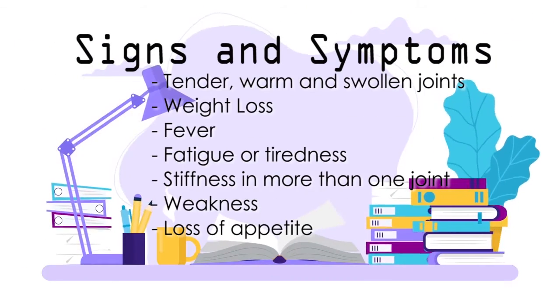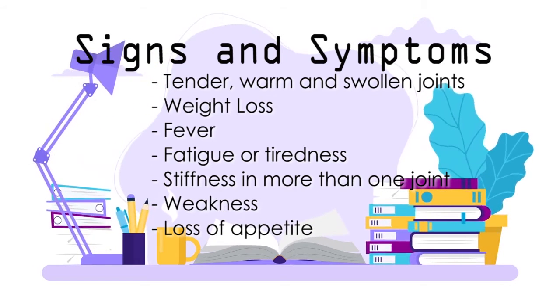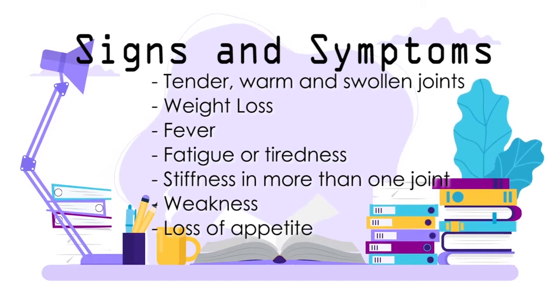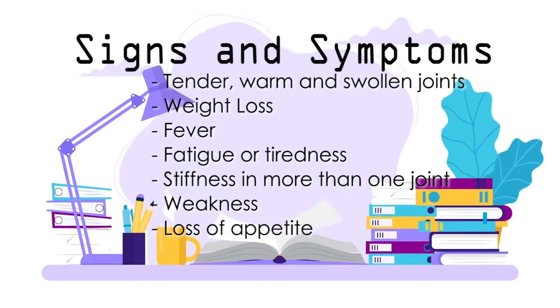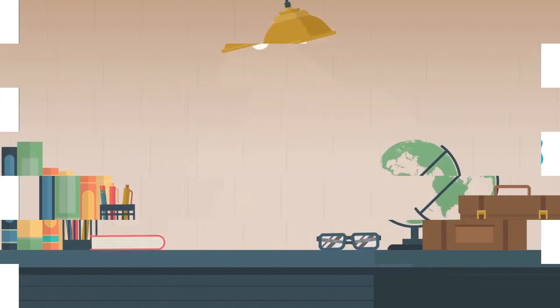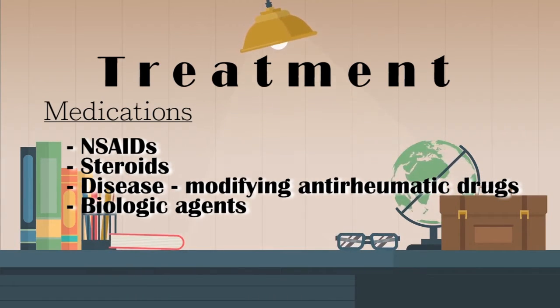Signs and symptoms: tender, warm, and swollen joints, weight loss, fever, fatigue or tiredness, stiffness in more than one joint, weakness, and loss of appetite. Treatment for RA: NSAIDs. Non-steroidal anti-inflammatory drugs can relieve pain and reduce inflammation. Steroids. Corticosteroid medications such as prednisone reduce inflammation and pain and slow joint damage.